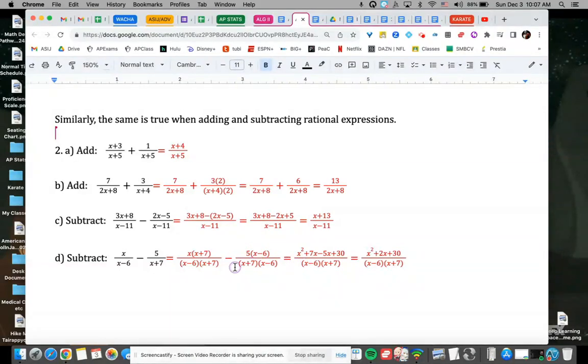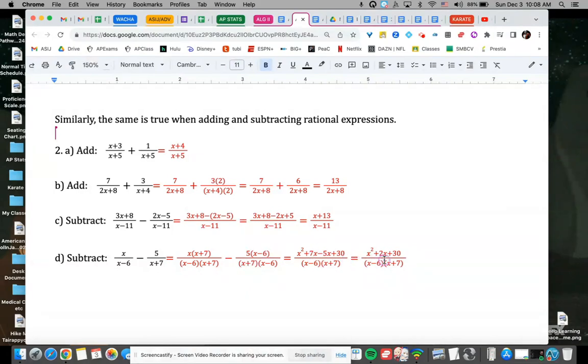So this side over here becomes x squared and 7x, which you see here. And then this negative 5 will go into this, right? It has to go into here and here. So that's negative 5x there. And then I also have to do negative 5 times negative 6, which is your positive 30.